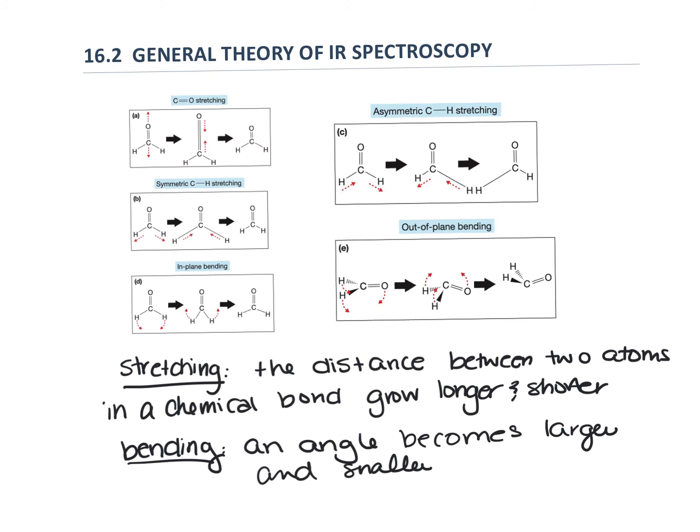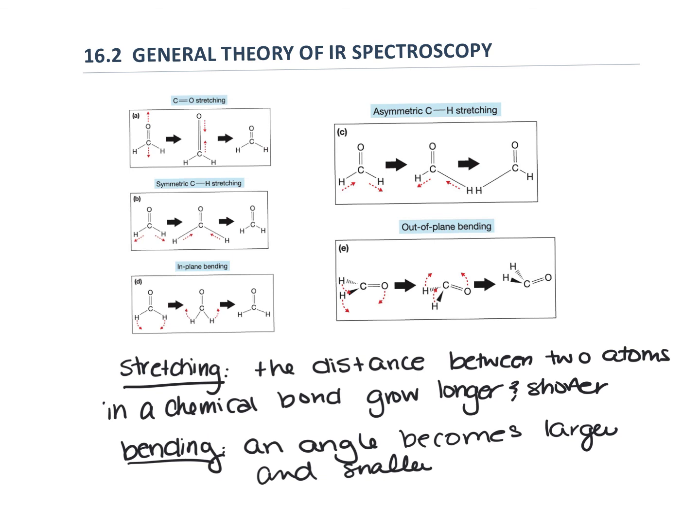Now, notice when we talk about this, you're going to see symmetric stretching and asymmetric stretching. In symmetric stretching, the bonds lengthen and shorten together, right? So these are lengthening and shortening together at the same time. In asymmetric stretching, like this side gets small, but this side gets long, right? So it doesn't happen at the same time.